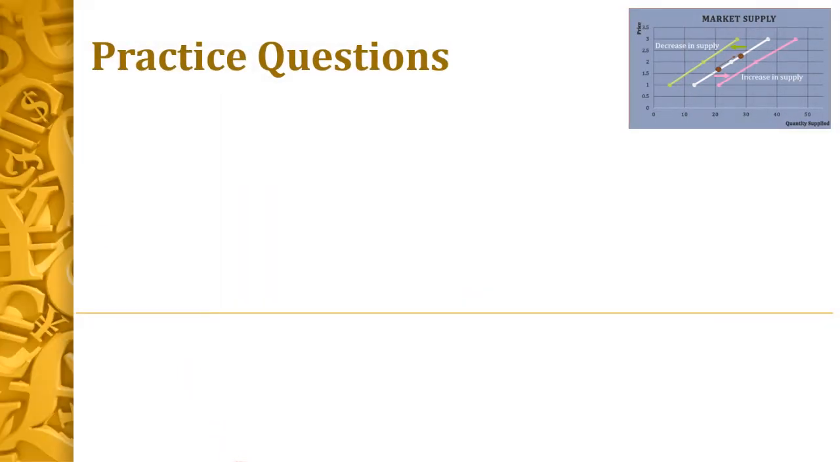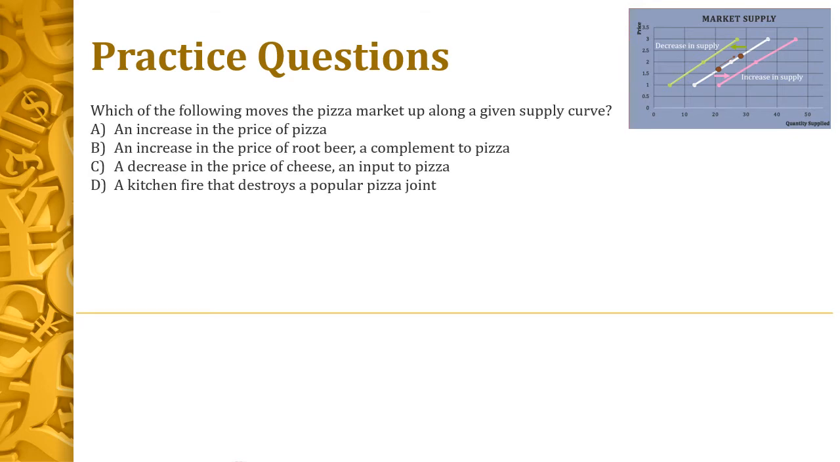We're going to quickly look at 3 questions and see how you do before we move on to the next section, which is going to be a little bit tougher. So first, which of the following moves the pizza market along a given supply curve? Now, this is the key right here, along a given supply curve.